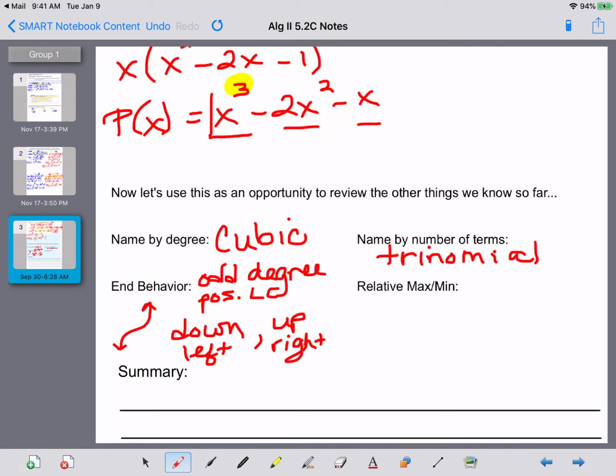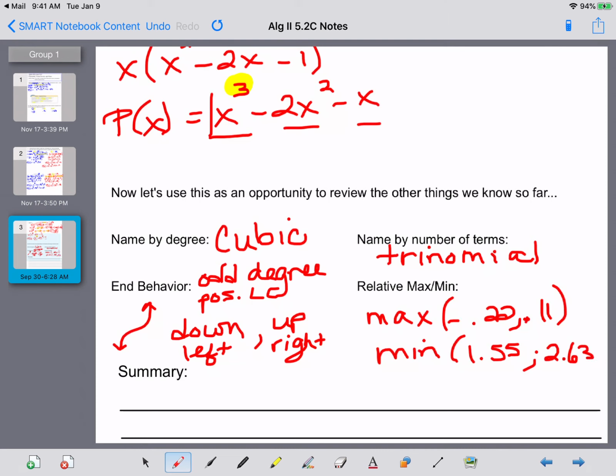All right, you can go ahead and pause the video and use your calculator to find the maxes and mins. All right, checking what you have. Your maximum should have been negative 0.22 and 0.11. And then your minimum should be 1.55, and the y-coordinate is negative 2.63.